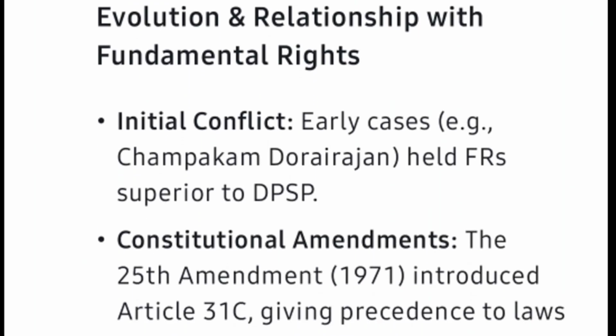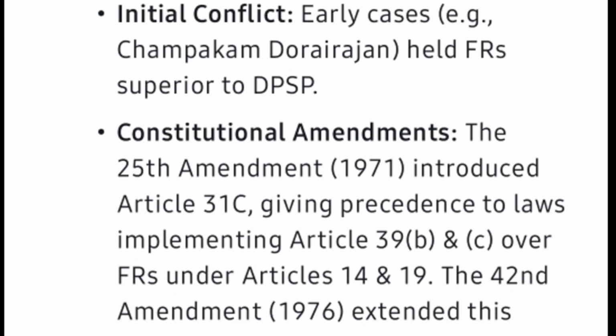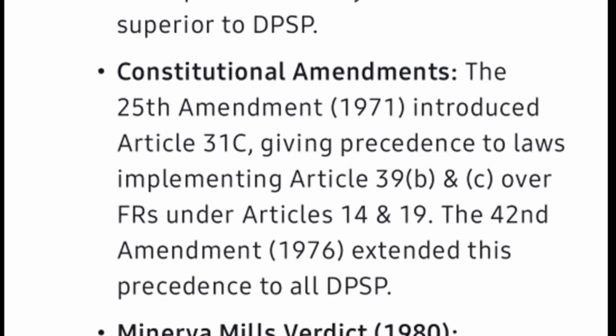Then evolution and relationship with fundamental rights. Firstly, there was an initial conflict. Early cases, for example, Champakam Dorairajan, held fundamental rights superior to DPSP. Then in constitutional amendments, the 25th Amendment Act 1971 introduced Article 31C, giving precedence to laws implementing Article 39B and C over fundamental rights under Articles 14 and 19. Then the 42nd Amendment Act 1976 extended this precedence to all DPSPs.